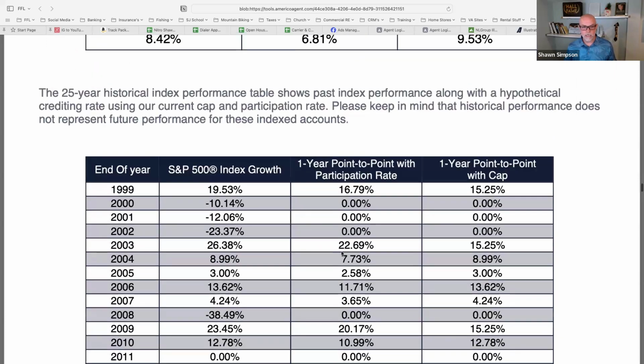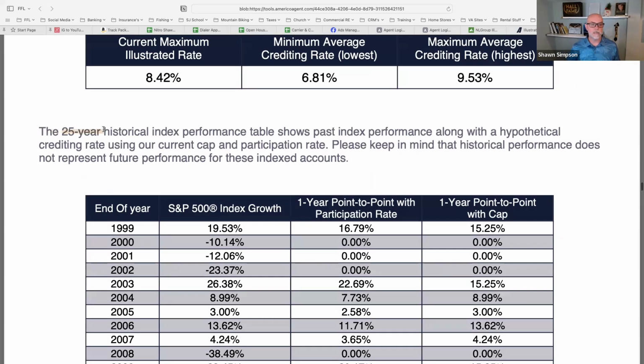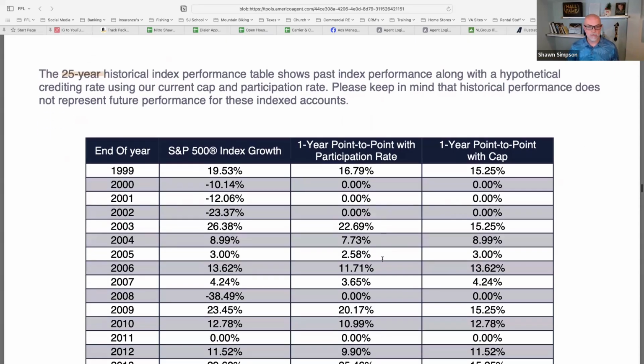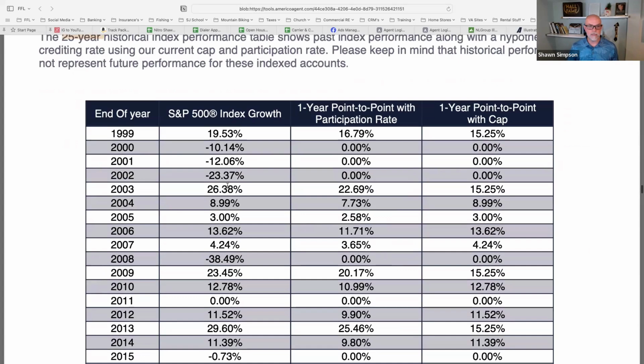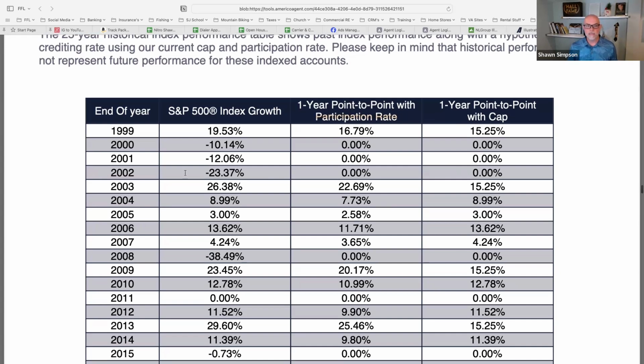And then down here, this is your S&P index, and they do a 25-year look back. Okay, and so I explain to them that, look, on this column right here, this is the actual of what happened with the market in the S&P. And then I just go to the column that we're talking about. I don't explain the participation rate column because we're not talking about that. We want to keep it short and simple. And so in 1999, they did 15.25% because the market did 19.53. You got a 15.25 cap.